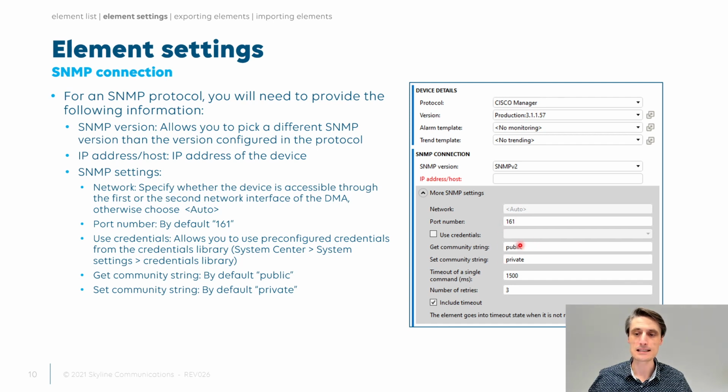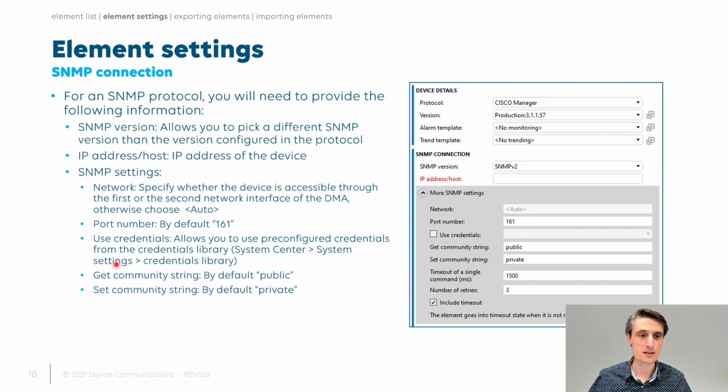And then we have the get and set community string. By default, it's populated with public-private, but note that you can change that to something different, something more secure. But if you have like 100 of those switches and you need to populate that each time, and maybe tomorrow IT decides to change it, you have to change it 100 times. So you can actually use a credentials library, and I can quickly show you.